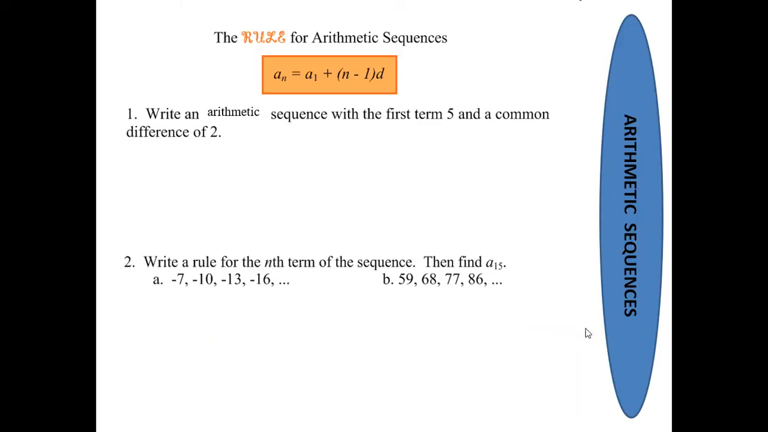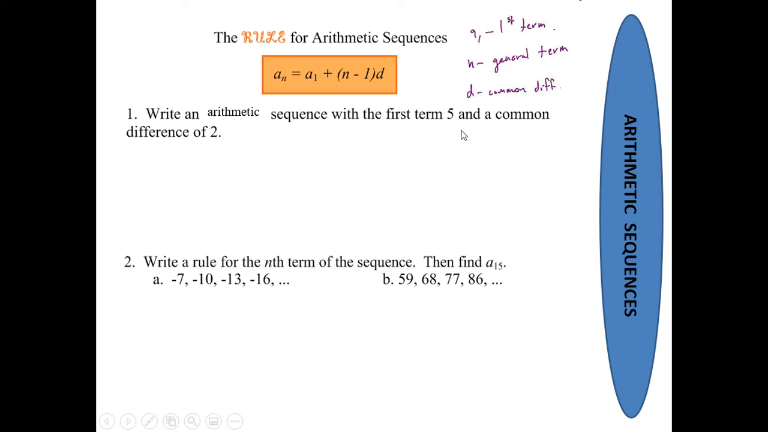All right. The rule for arithmetic sequences is a sub n is equal to a sub 1 plus n minus 1 times d. If you think about it, if we start with the first term, a sub 1, and add up n minus 1 differences, that will take us to the nth element. So again, a sub 1 is the first term, n is the general term, the term that you want, and d is the common difference.